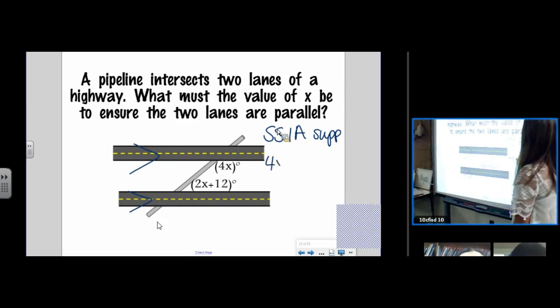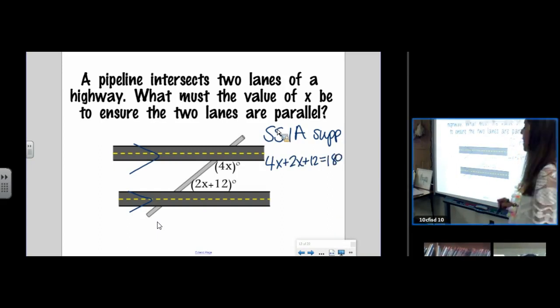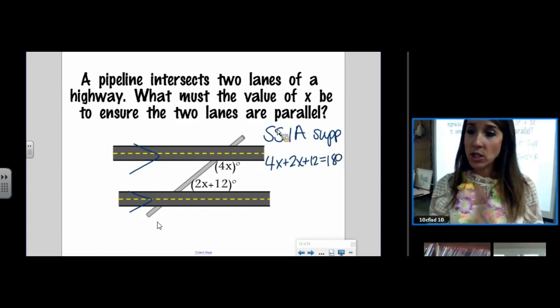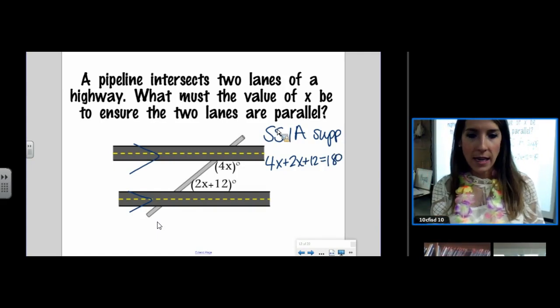So we want these to be supplementary, which means they add to equal 180. You do not set them equal to each other. That is not what supplementary means.